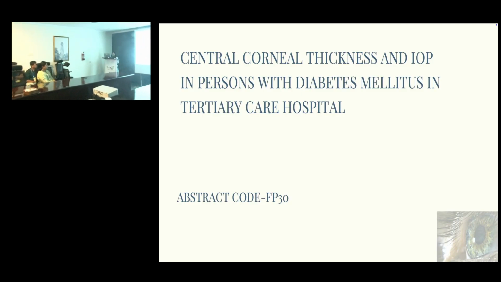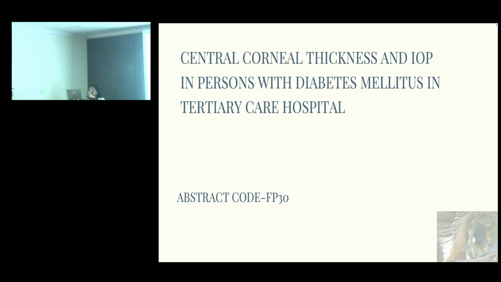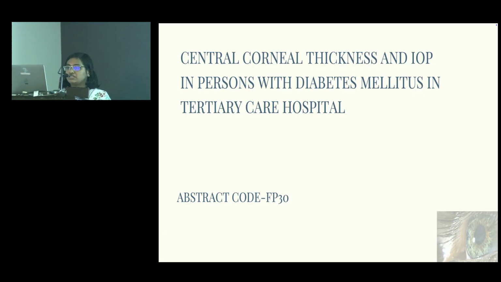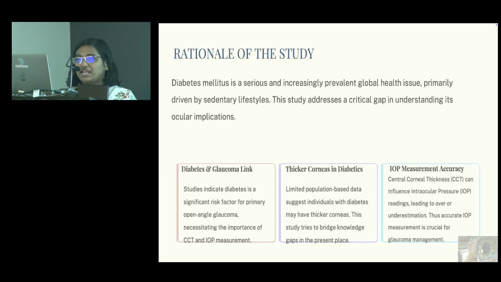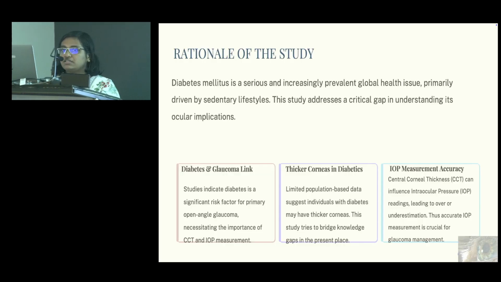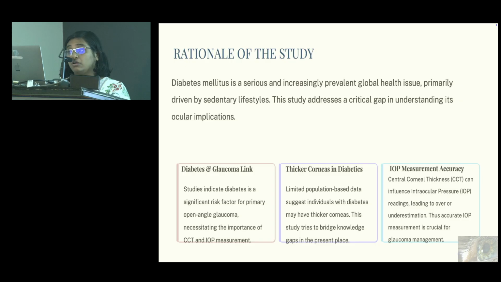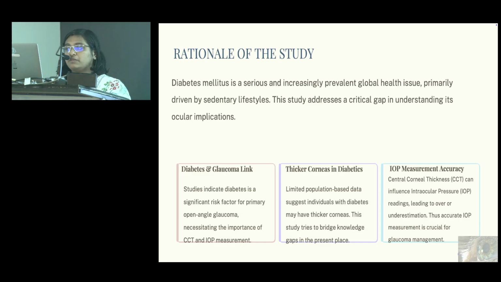My paper is on central corneal thickness and intraocular pressure in persons with diabetes mellitus in a tertiary care hospital. The rationale of the study is that diabetes mellitus is a serious and increasingly prevalent global health issue, primarily driven by sedentary lifestyle. Studies indicate that POAG is directly linked to diabetes, and thicker central corneal thickness has also been seen in diabetic patients, because intraocular pressure is one of the major modifiable risk factors in glaucoma, and it depends upon the central corneal thickness measurement.